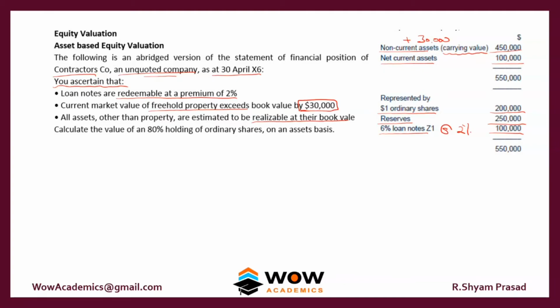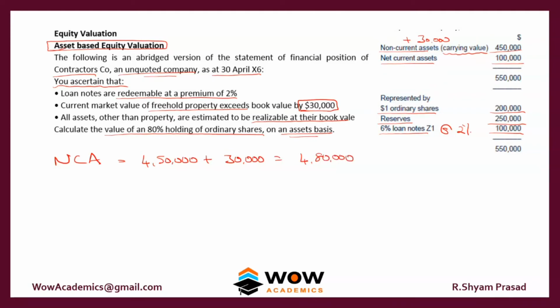He's asking you to calculate the value of an 80% holding of ordinary shares on an asset basis. So it is the asset-based valuation method that he is asking for. We'll start with the non-current assets. The non-current asset value is 4,50,000, which is existing there. That has to be added with another 30,000, so that comes to 4,80,000.